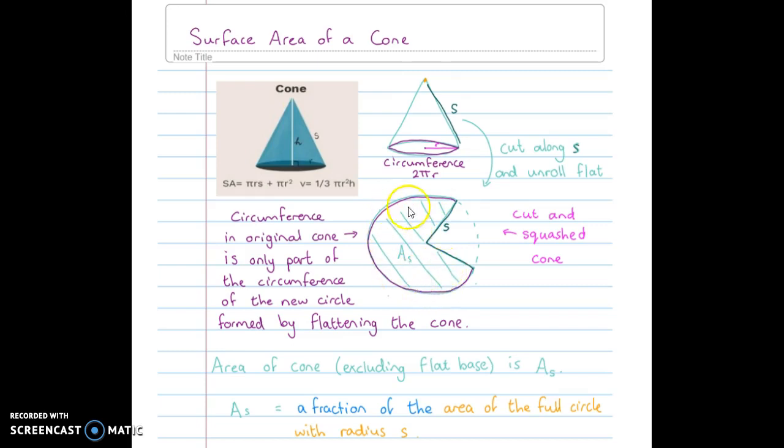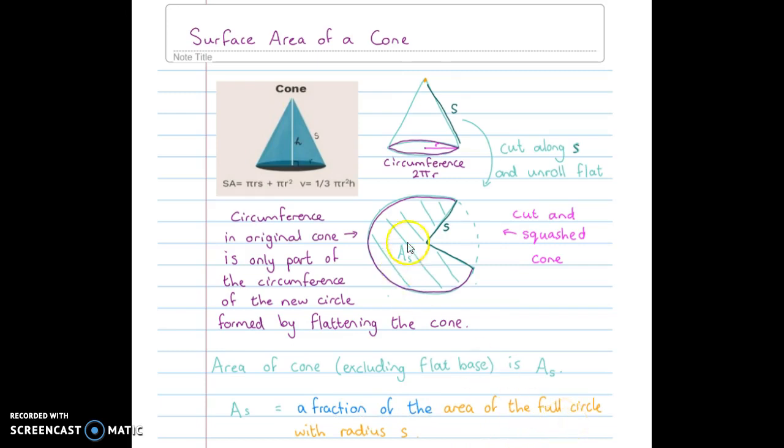To get the area of the sector, we can notice that in the original cone, the base had a circumference of 2 pi r, where r is the radius of that cone. And that means that purple distance over there is the same as 2 pi r. The proportion of the area here is a fraction of the full circle, which has an area pi s squared. And the fraction that it's going to be is proportional to the purple amount of the circumference over the full circumference.